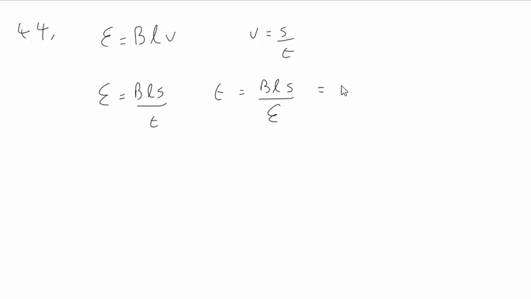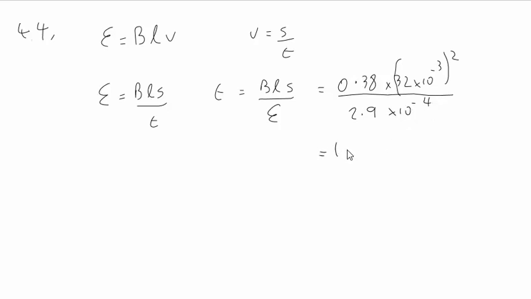Magnetic flux density is 0.38 Tesla. The length is 32 millimeters. The distance it has to travel is 32 millimeters, so I can just square this term. And the EMF we get is 2.9 times 10 to the minus 4 volts. This gives a time of 1.3 seconds.